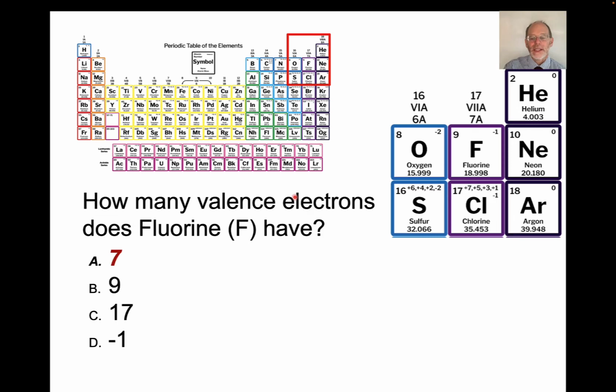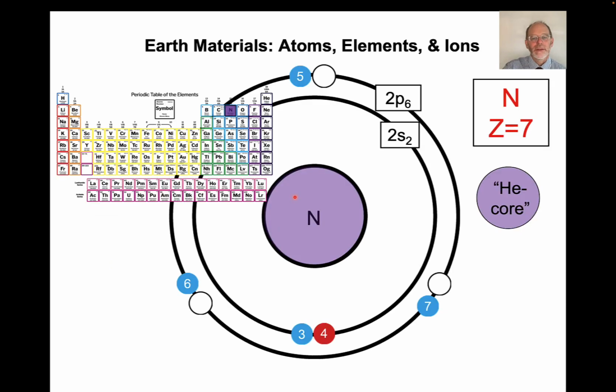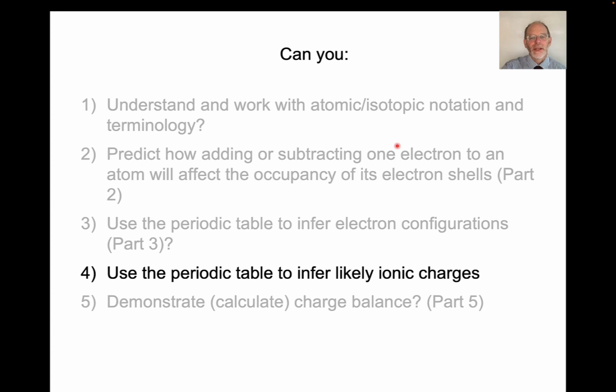The answer here is 7. If we compare fluorine to nitrogen, we would see that fluorine has 2 more electrons, 1, 2. And if we counted up the electrons in shell 2, we would find that it would have 7. So at this point, I hope you'd be able to use the periodic table to infer likely ionic charges for some common elements.